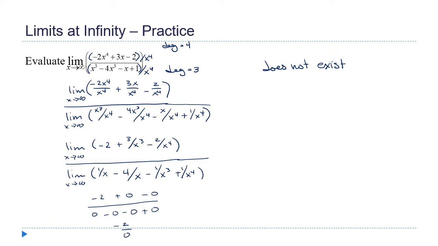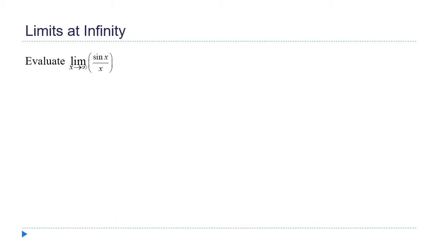Okay, let's try another one. This one is a little different. Right now you've got a trig function involved here. And what I'm going to do to solve this one, I'm going to use the squeeze theorem, the sandwich theorem on this one. Let's start with the sine of x over x. Okay, the sine has an upper bound. The sine is never greater than 1. Right? So the maximum value of the numerator is 1.